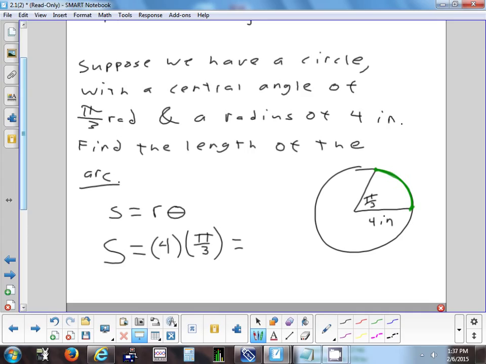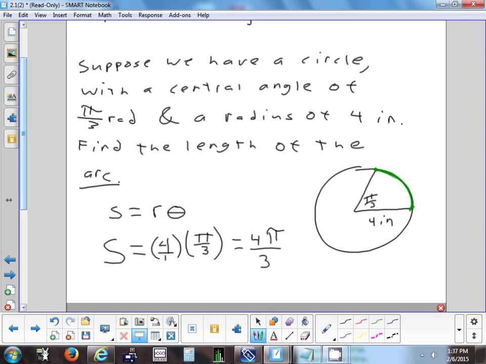Unless they ask you for a decimal, you do not need to find a decimal. So we're just going to multiply this out. If you want to think of that as a fraction, you can put it over 1. You're going to get 4 times pi divided by 1 times 3. That's it. That's the answer, 4 pi over 3.